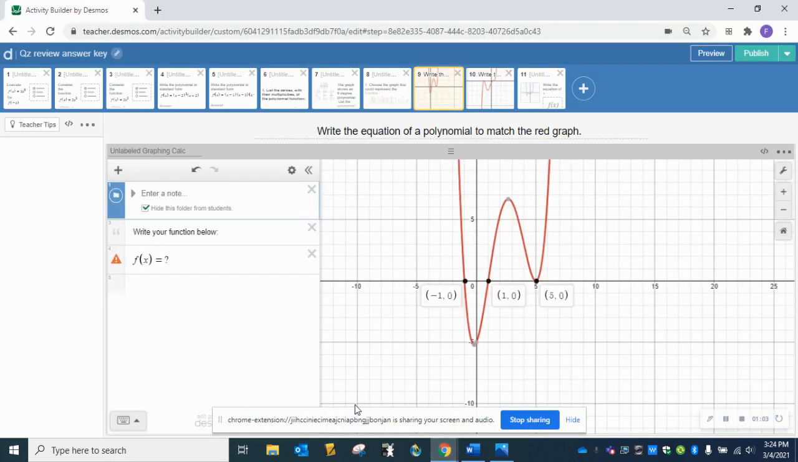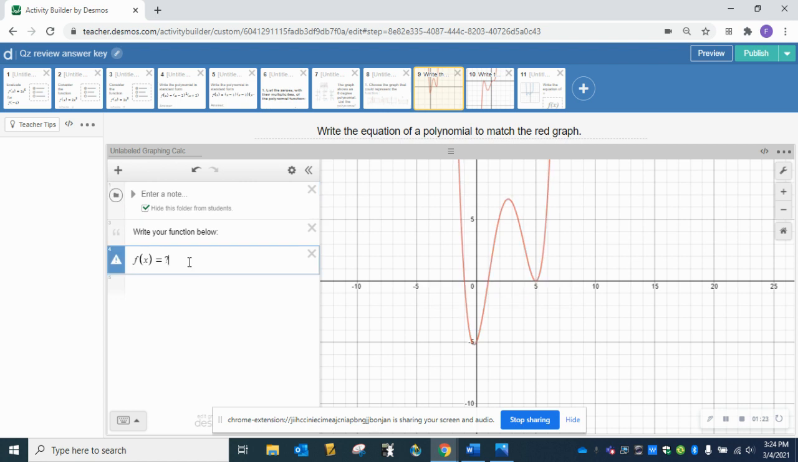Let's go back to our function. So this first zero, -1, has a multiplicity of 1, straight line. Same thing could be said here. And for this one, the curve around 5 looks like a parabola. So therefore, the multiplicity is 2.